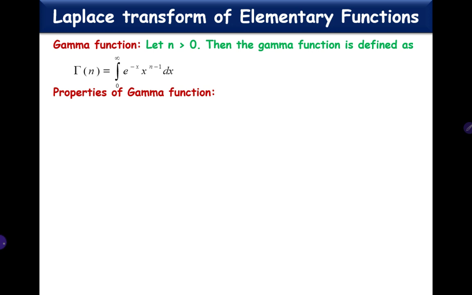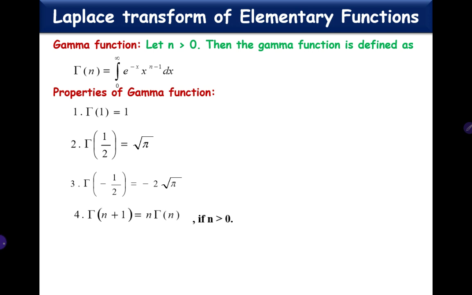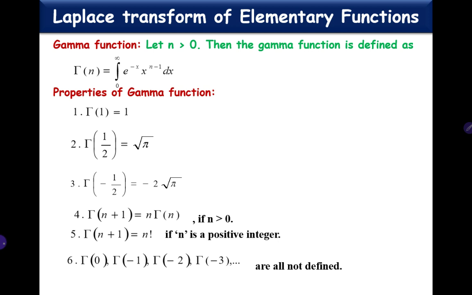And we have some interesting properties of the gamma function. First and foremost, gamma of 1 is 1, gamma of 1 by 2 is root pi, gamma of minus 1 by 2 is equal to minus 2 root pi, and gamma of n plus 1 is n times gamma of n when n is a positive number. Gamma of n plus 1 is equal to n factorial if n is a positive integer. And gamma of 0, gamma of minus 1, gamma of minus 2, gamma of minus 3 and so on are not defined. Gamma for negative integers and gamma at 0 are not defined.